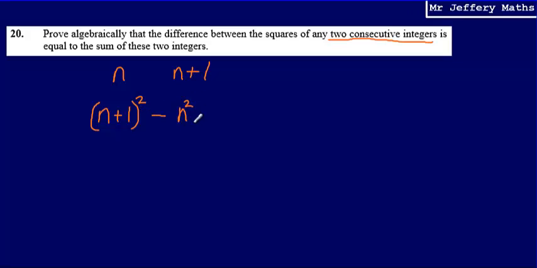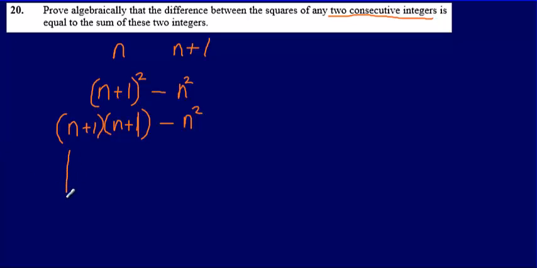Now, n squared is nice and straightforward. N plus 1 squared, well, I'm going to have to do a little bit of work here. What I should see is that I've got a bracket that has been squared, which means that this is n plus 1 multiplied by n plus 1, minus n squared still. Working out what n plus 1 multiplied by n plus 1 would be, I'm going to use a grid, and I'm going to times n plus 1 by n plus 1.